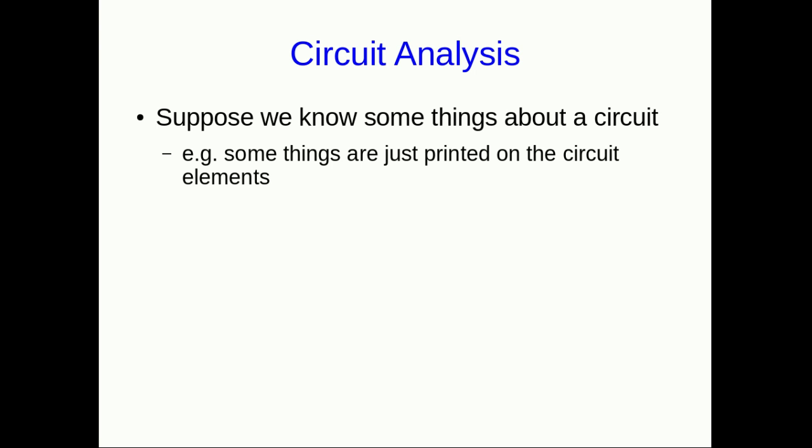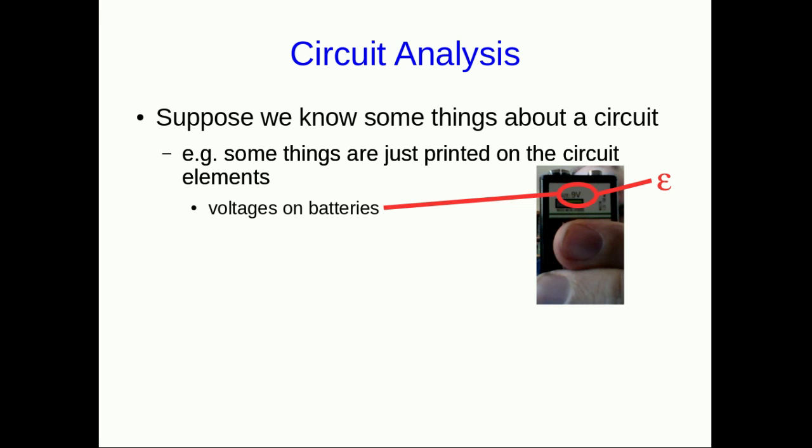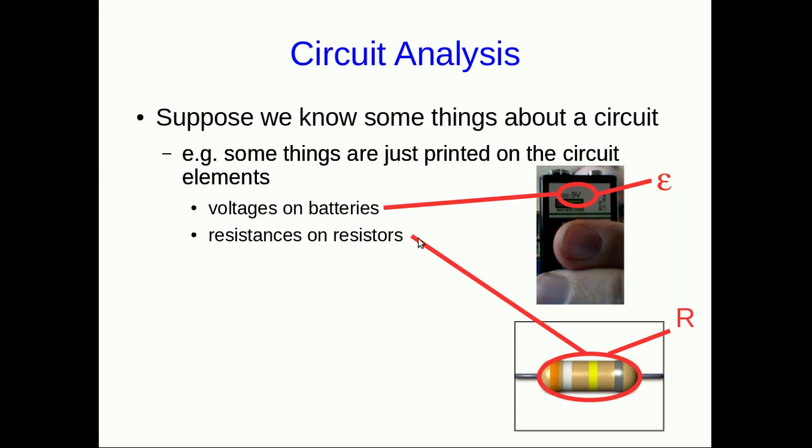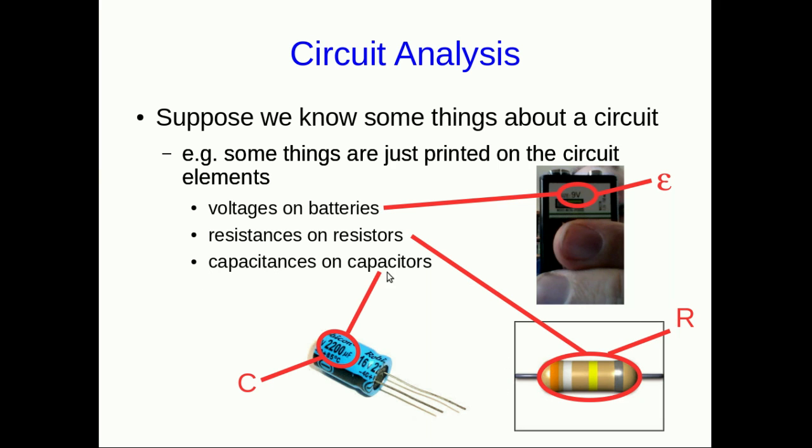And so in a common case, maybe this is a circuit someone's already put together and some things are just printed on the circuit elements. So for example, on batteries, most batteries will tell you what the voltage across the terminals is. That's what we call the EMF, which we represent by epsilon. The resistors have these colored strips, and those are a code that allow you to read off the resistances R of the resistors. And capacitors often have their capacitances, C, written right on them.